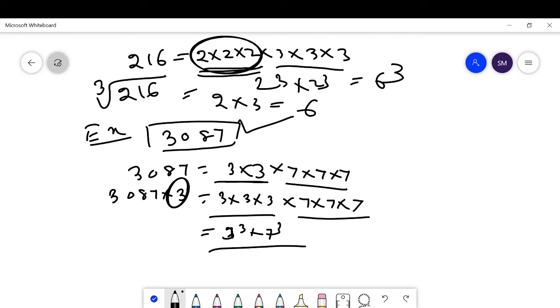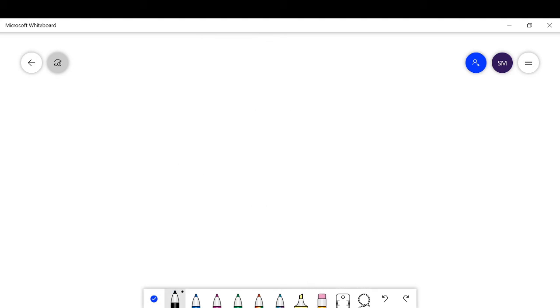Then another example, but here the question is different. Here the question has a little twist. Look at this. The number given is 392. Which smallest number should divide 392 to make it a perfect cube? At first prime factorize 392. Then what do we get? We get 2 into 2 into 2 into 7 into 7.